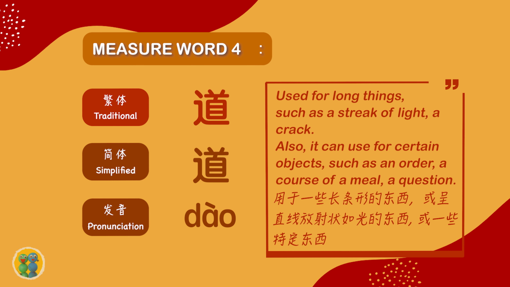The fourth measure word is 道. 道 is used for long things, such as a streak of light, a crack. Also, it can be used for certain objects, such as an order, a course of a meal, a question.